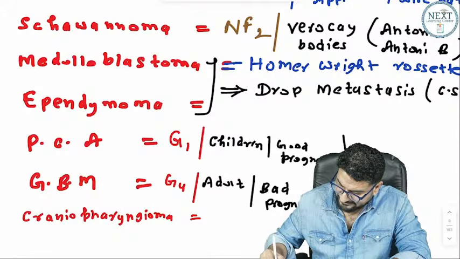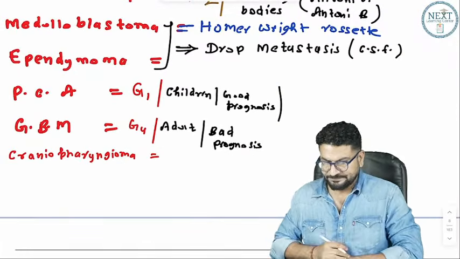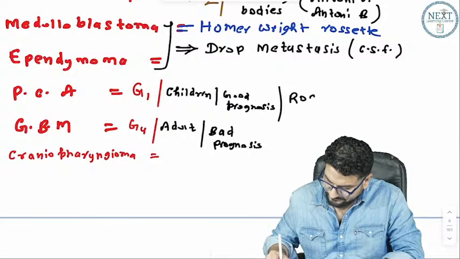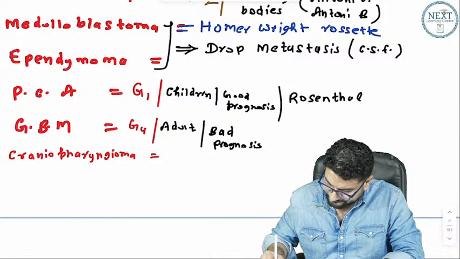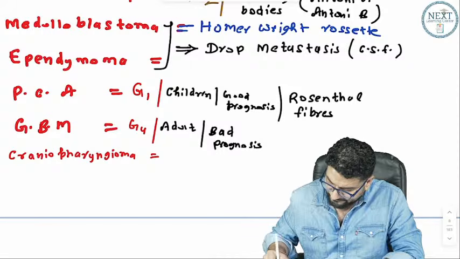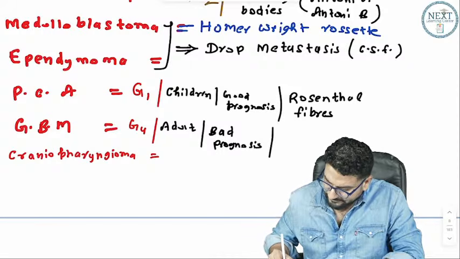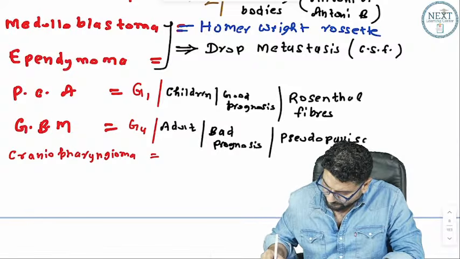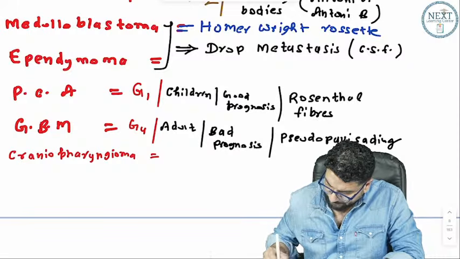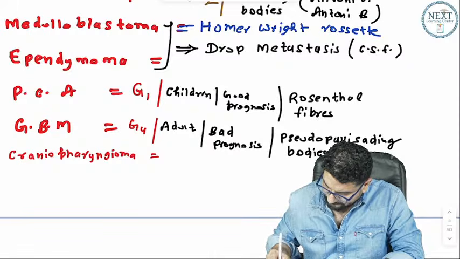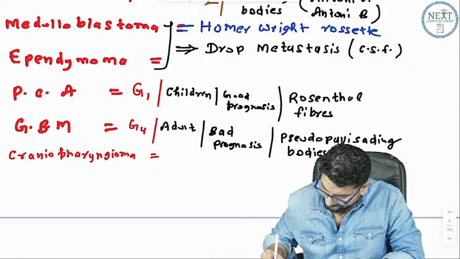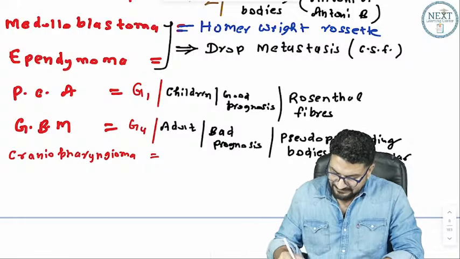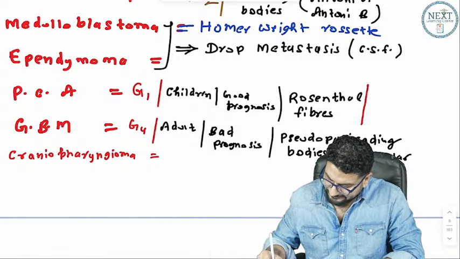But more important, what they ask you is the biopsy finding. So in PCA, what will you find? In PCA, you will find red color fibers. These are called Rosenthal fibers. And in GBM, you will find pseudopalisading bodies. And sometimes you can find glomeruloid bodies. Now some PCA is like a cystic nodule.